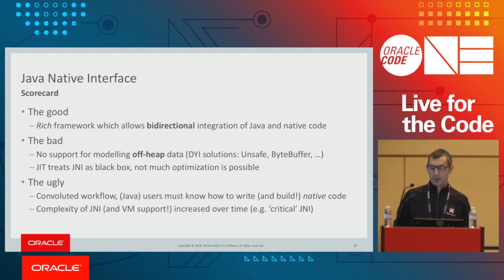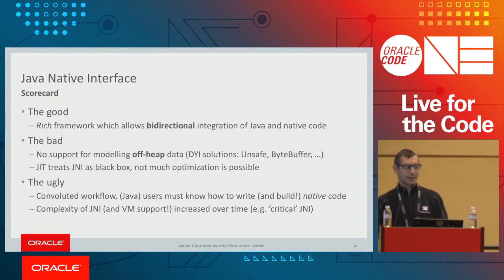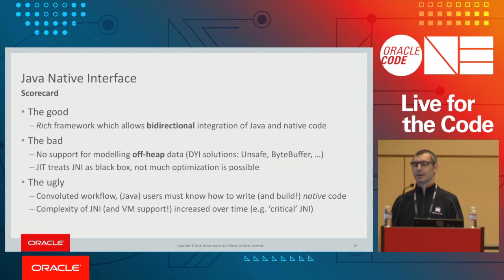So let's try to evaluate how JNI is doing in letting people access native libraries. Well, the good part is that the framework is very rich. It allows bidirectional interoperability, so not only can we call native libraries, but we can also go in the other direction. We can actually have the native code do some Java stuff, and that's cool.